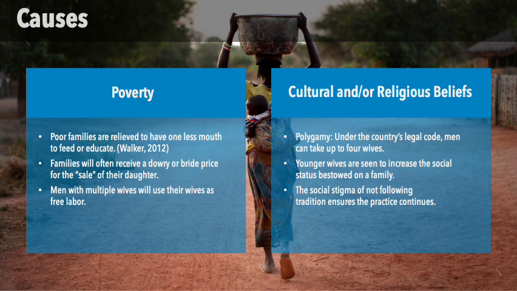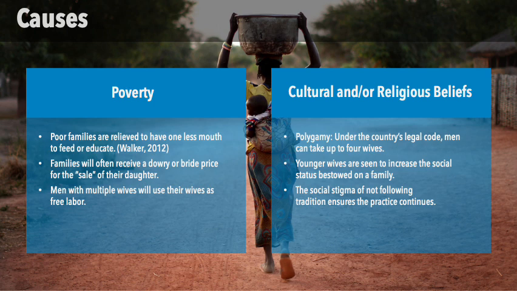The third cause is poverty. Poverty seems like a pretty simple concept, and it is, and there's also a lot that goes into it. So I'll just briefly go through a few things. The poor families are relieved to have one less mouth to feed or educate, and also clothe. When there's multiple children, being able to marry one off and let one go, and to have one more dollar in your pocket. It's pretty brutal, but it is life for a lot of folks in these countries.